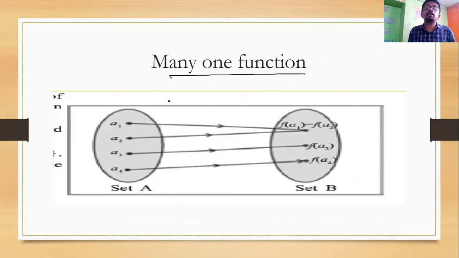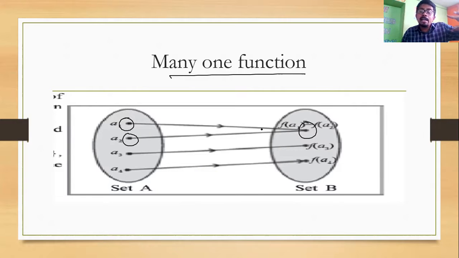Now what does many-one suggest? It is just the opposite of one-one. All the diagrams are given in your book only, so don't worry about copying the diagram. You can see here, many-one means that many have a single image. So many elements from set A are mapped to the same element of set B.